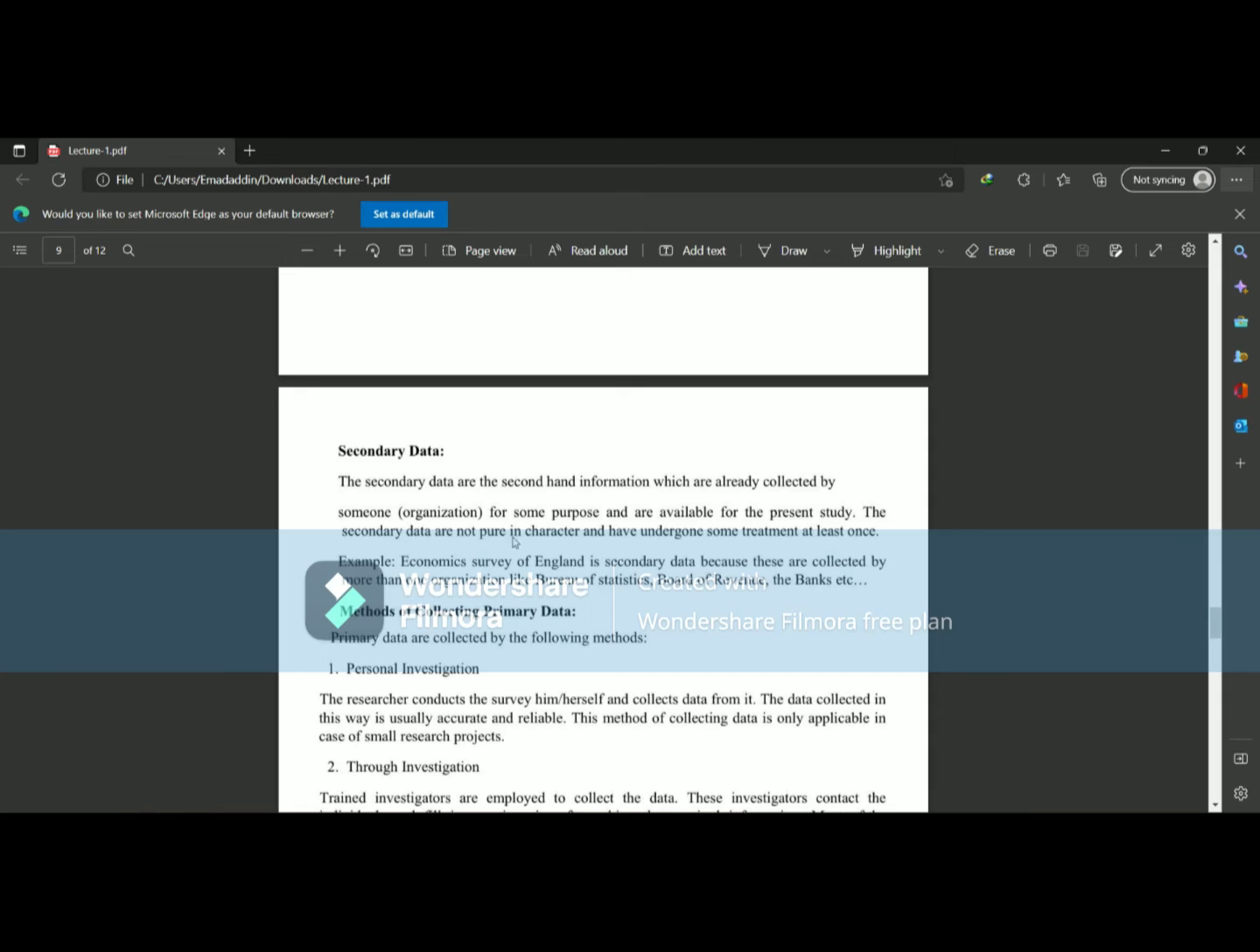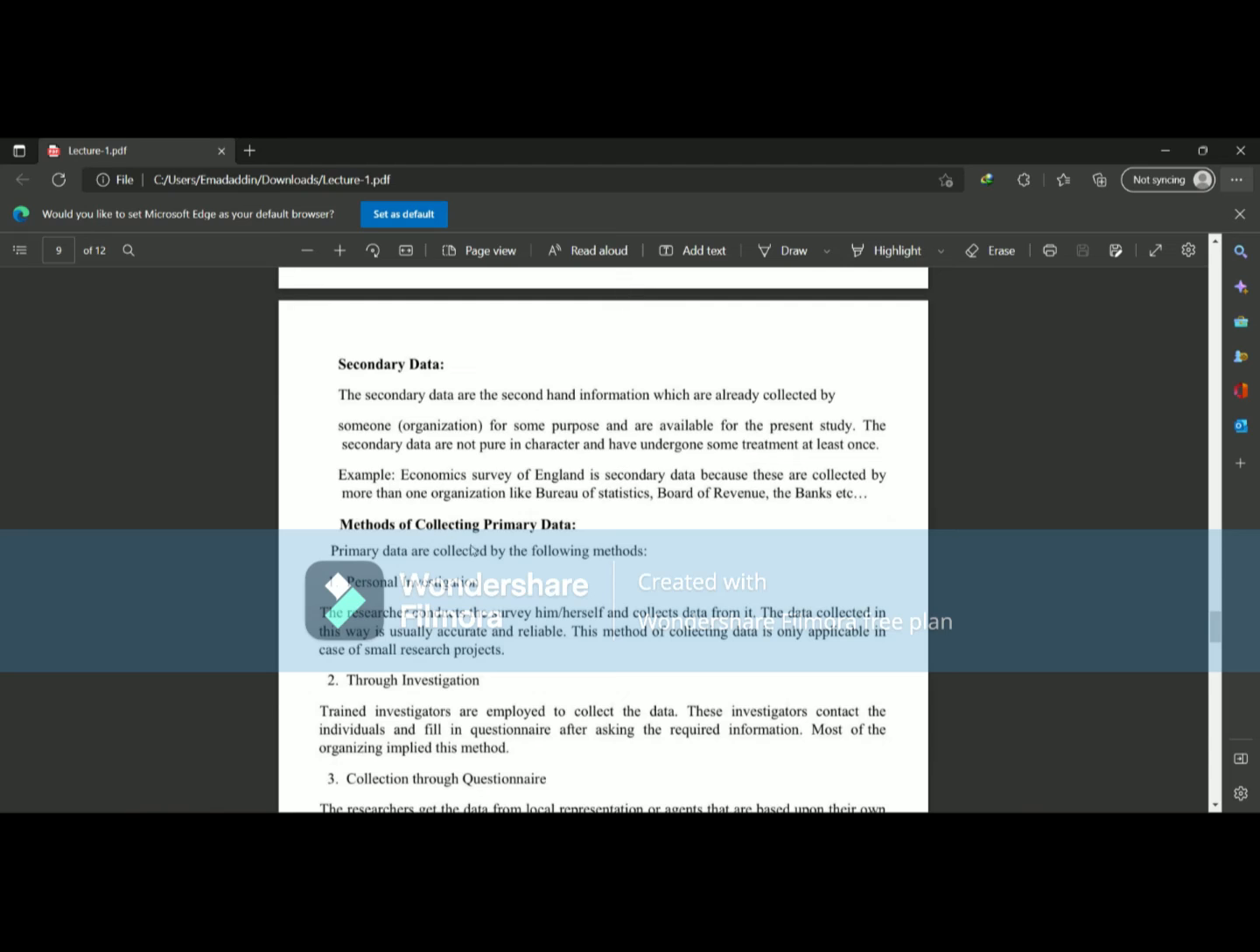At the least ones. An example of that: the economic survey of England is secondary data, because it is collected by more than one organization, like the Bureau of Statistics, the Board of Revenue, banks, etc. Methods of collecting primary data. Primary data are collected by the following methods.